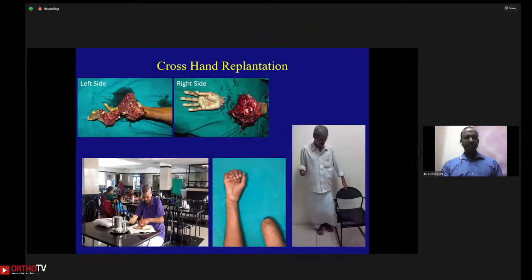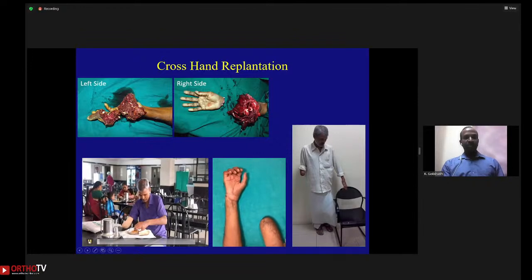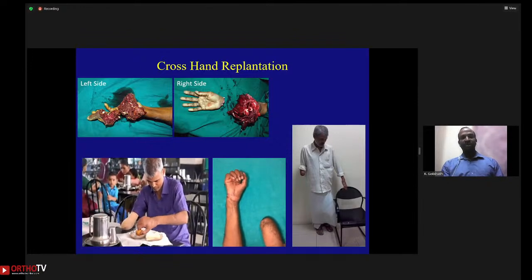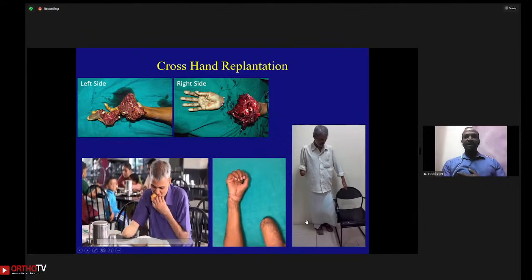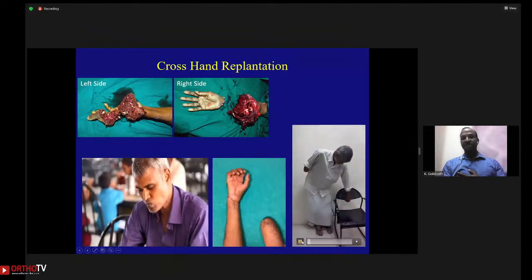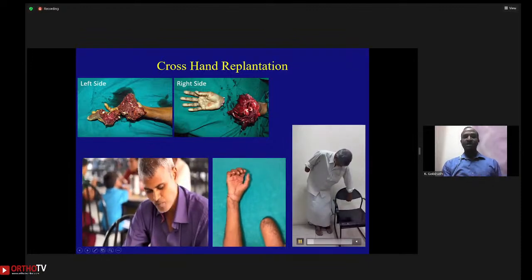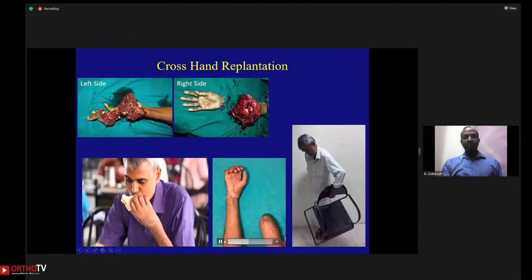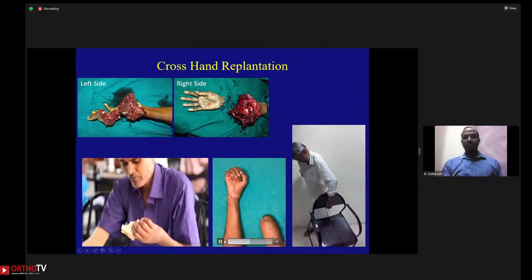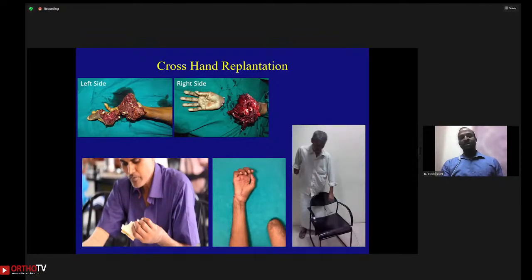And here is a cross hand replantation where both sides were affected. The right side hand has been fixed to the left forearm. After almost 6 to 8 months of follow-up, the replanted limb started working. He uses the hand even for eating and is able to lift a chair which weighs almost 4 to 5 kgs. It took long-term and regular follow-up to rehabilitate him. See, even thumb flexion is good enough to hold some objects.